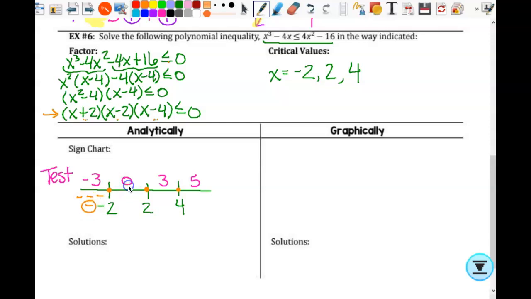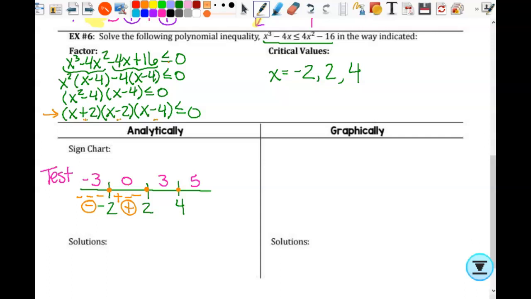Then I'm going to try 0. I take 0 and substitute it in here. 0 plus 2 is a positive number. And here I get a negative number. And here I get a negative number. Positive times negative is positive overall.